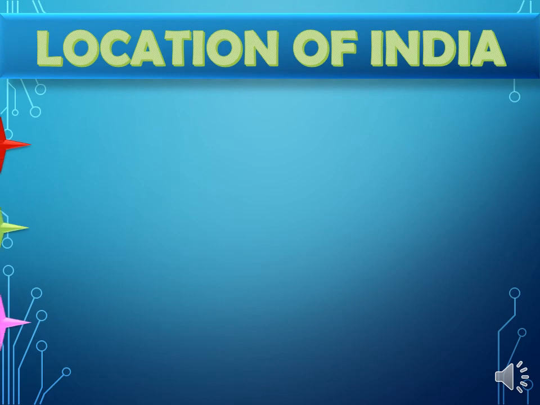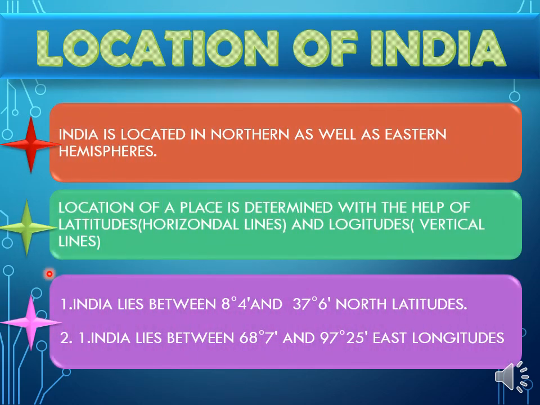Now let us talk about the location of India. India is located in the northern as well as the eastern hemisphere. Location of a place is determined with the help of longitudes and latitudes. So if we find the exact latitude and longitude, India lies between 8 degree 4 minutes and 37 degree 6 minutes northern latitudes. And if we take the longitudes as the parameter, India lies between 68 degree 7 minutes and 97 degree 25 minutes east longitudes.